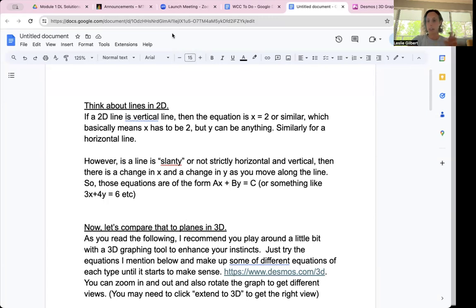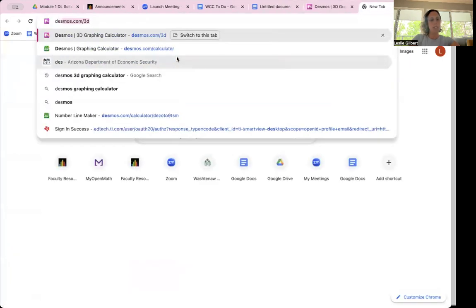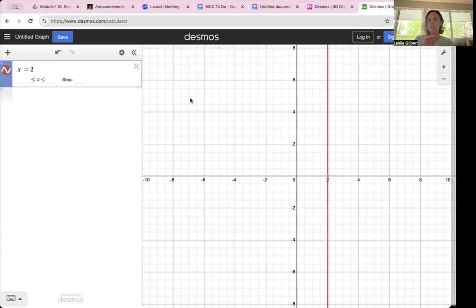So I'm going to try to activate some prior knowledge here. If you can think about lines in 2 dimensions, right? We're back to just the X, Y, there's no Z. A couple of things to remember: if a 2D line is a vertical line, then you get an equation where there's just the one variable, like X equals 2. So if we go to Desmos and we don't do a 3D graph, suppose we do the normal graphing calculator, then what that means is X has to be 2, but Y can be anything.